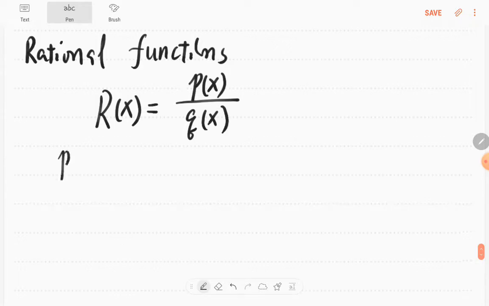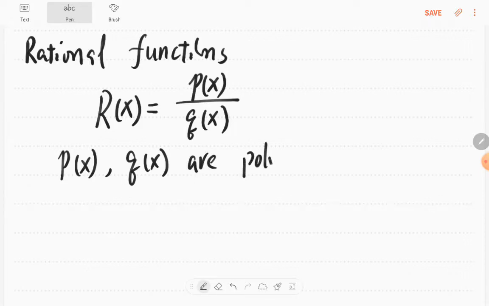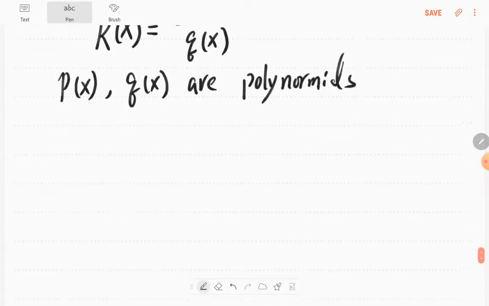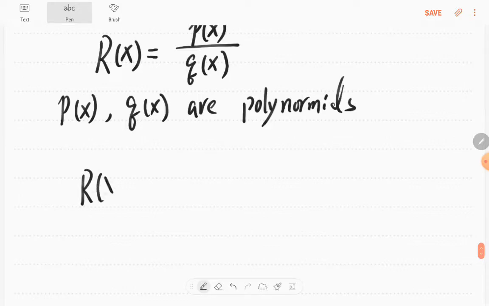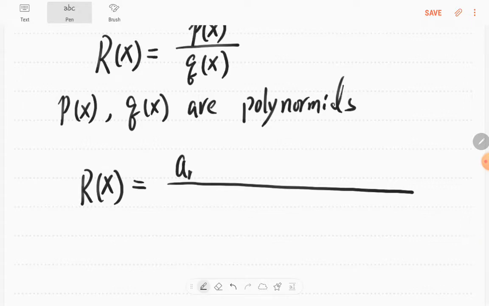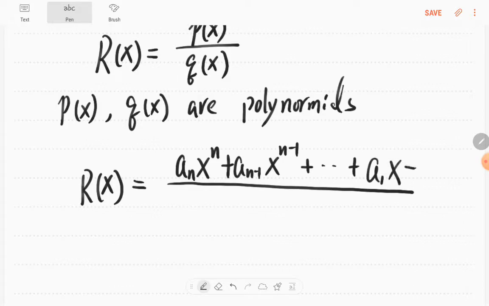Where P(x) and Q(x) are polynomials. In other words, the general form for R(x) can be written as a sub n x to the n plus a sub n minus 1 x to the n minus 1 plus and so on, plus a1 x plus a0, right?